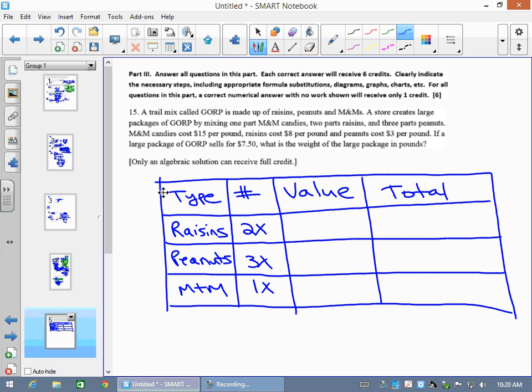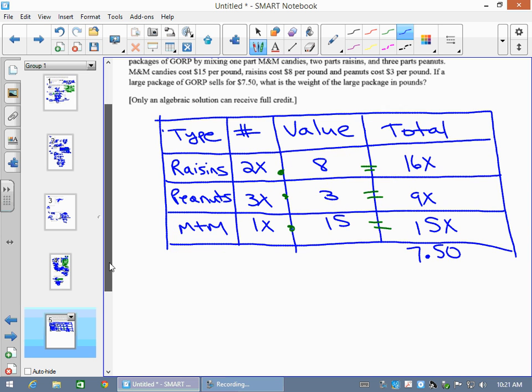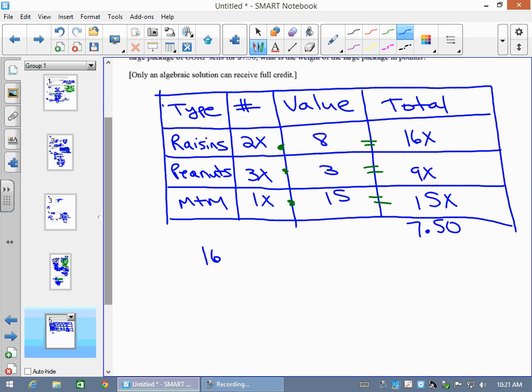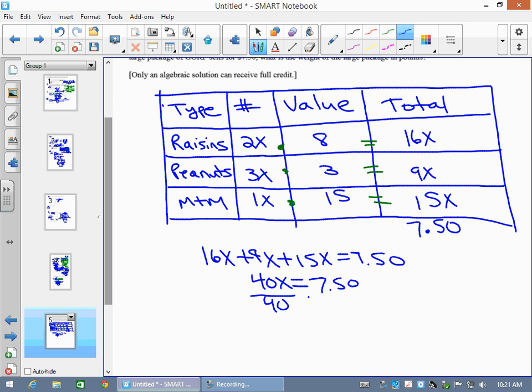I'm going to multiply across to get total, so I get 16x, 9x, and 15x. So I know the total amount spent is 750. Now I'm going to set up my equation, which would be 16x plus 9x plus 15x equals 750. When you combine like terms, you get 40x equals 750. Divide both sides by 40. So x is 0.1875. Never round unless the question says to round.